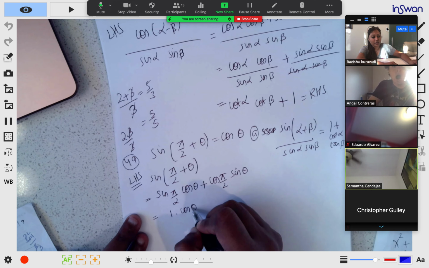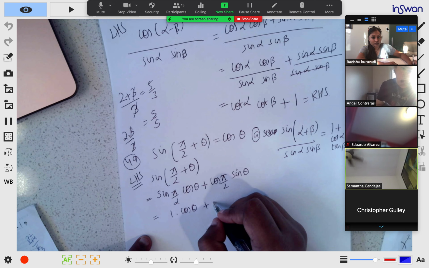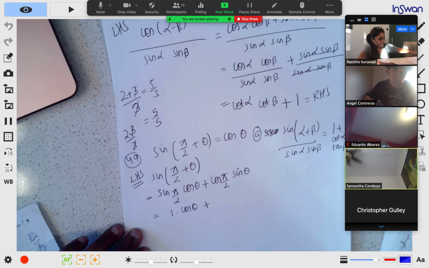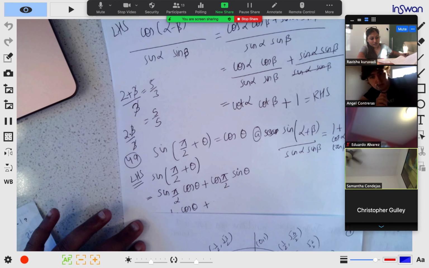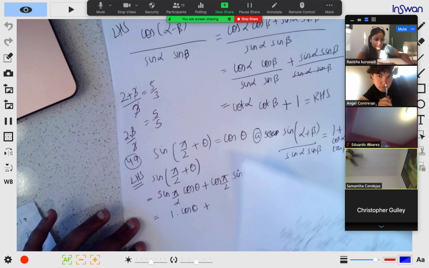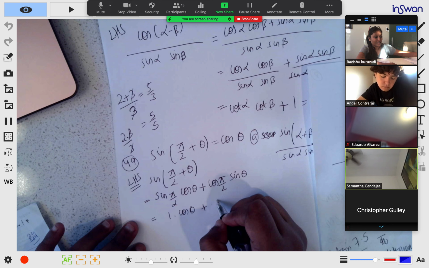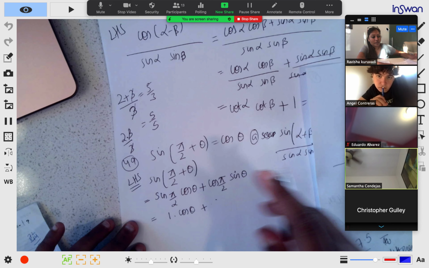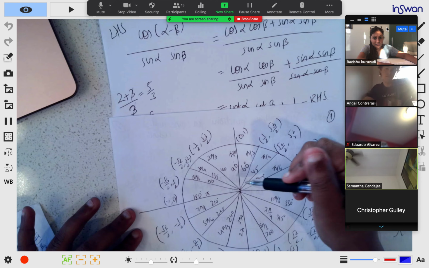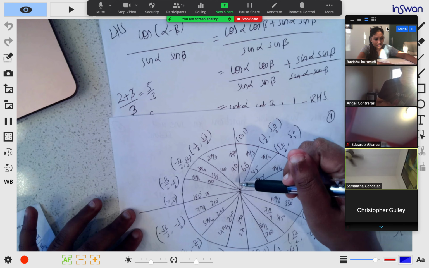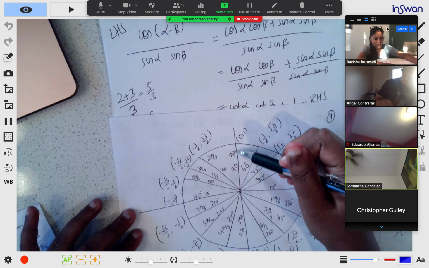And what is the value of cosine pi over 2? You have the unit circle, you want me to show? I have the unit circle right here. So what's the value of cosine pi over 2? Pi over 2 is 90 degrees, right? Oh, okay, 90 degrees. So what's the value?